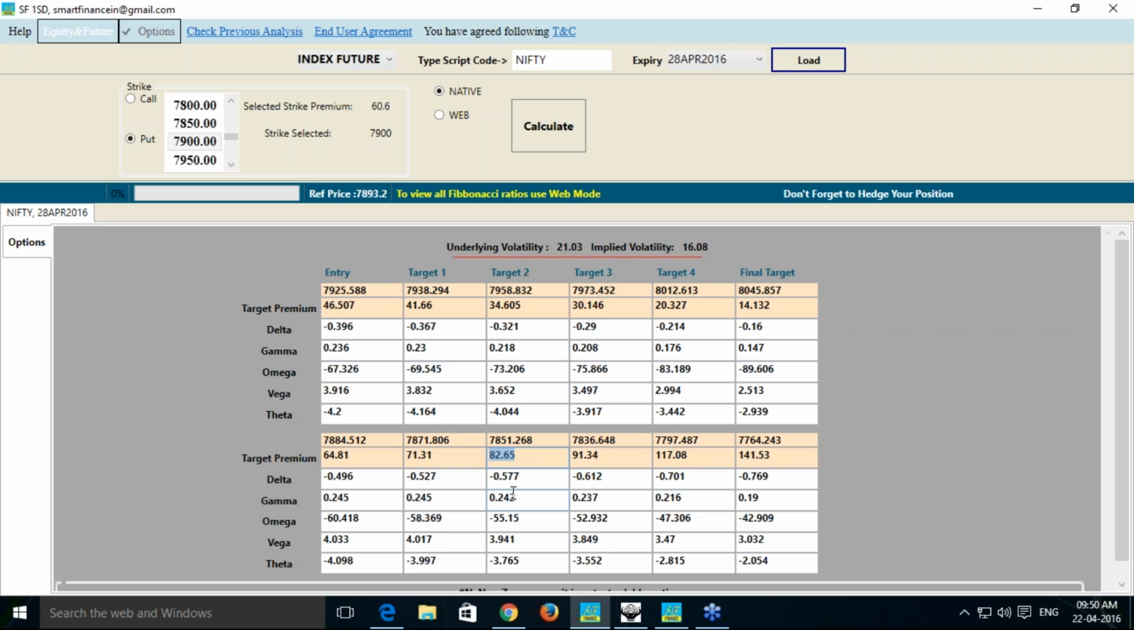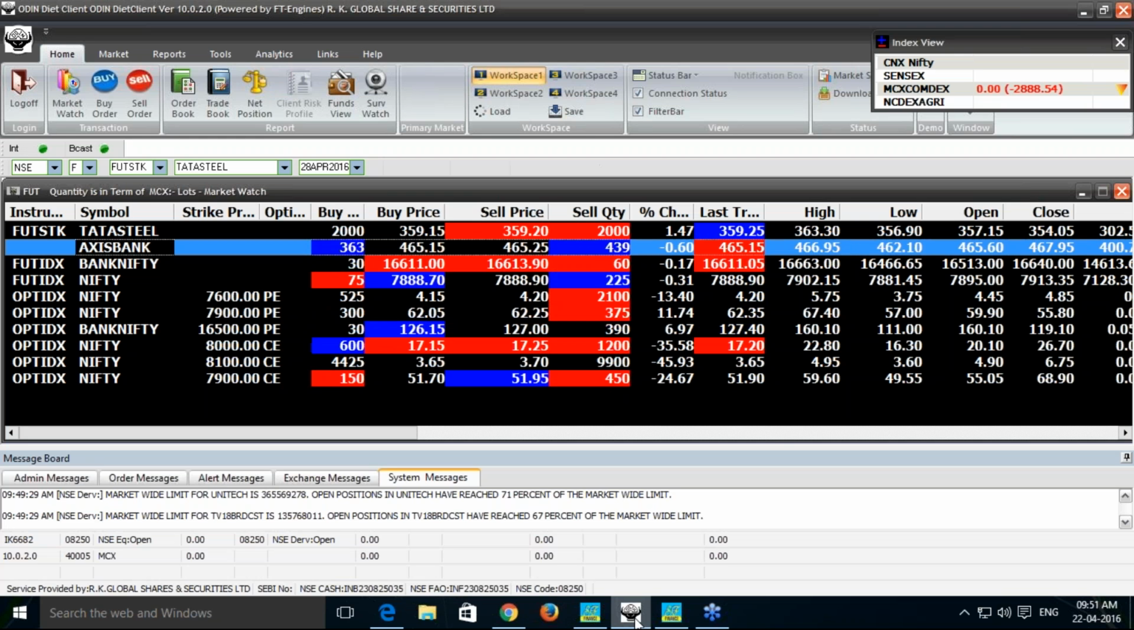So if you are buying currently, you should put a stop loss of 46.50 and wait for targets of 71.30, 82.65 and 91.30. Go on trailing the stop loss based on that.